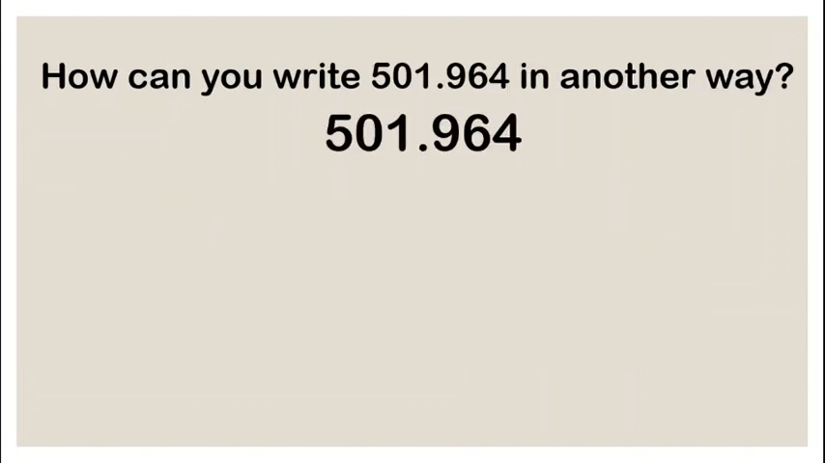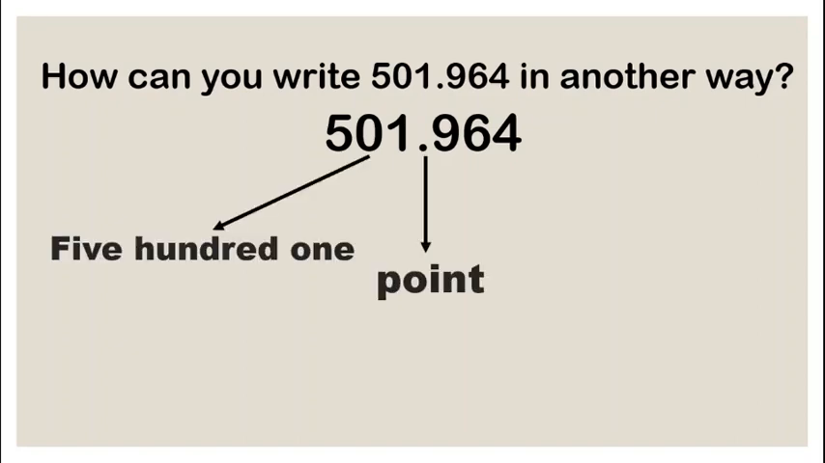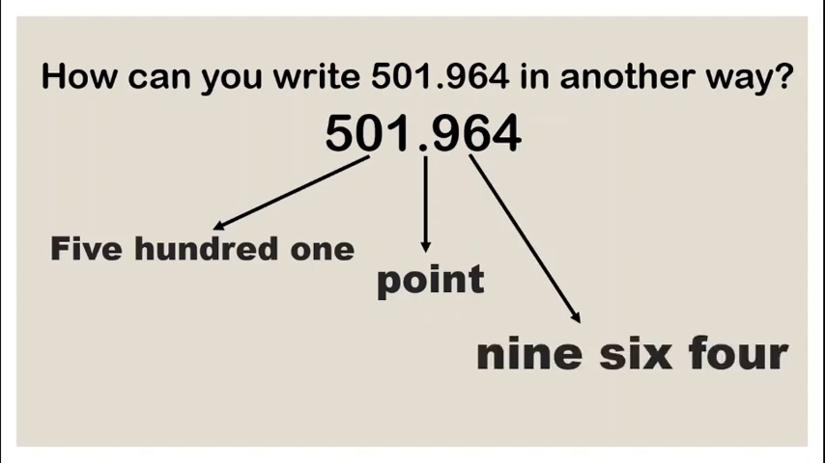So let's try this one. How can we write the following in another way? In reading the numbers, we can read the following as 501 point, reading the decimal point as "point" and separating the digits, 964. Again, we can read it in another way as 501.964. So this is how we easily read and write a decimal number using the place value chart.